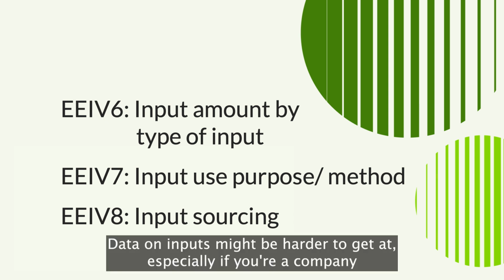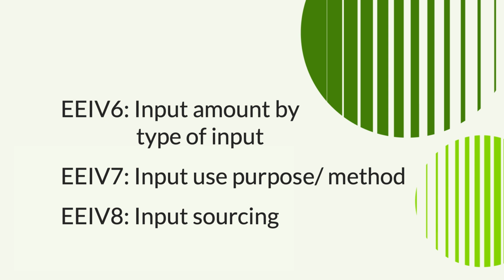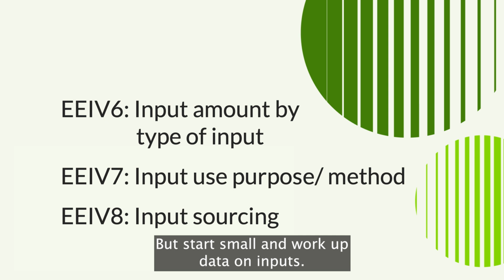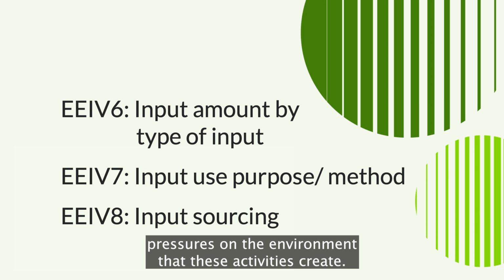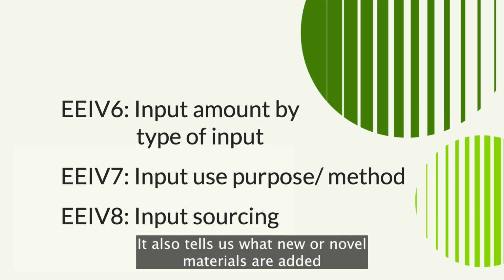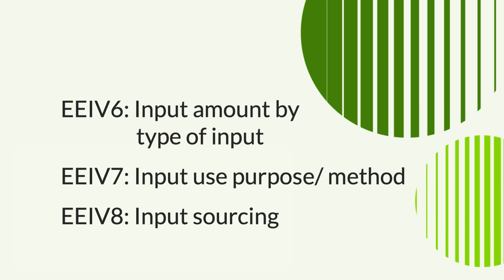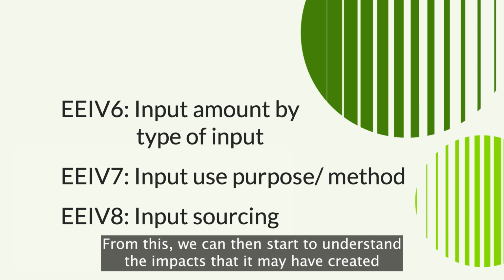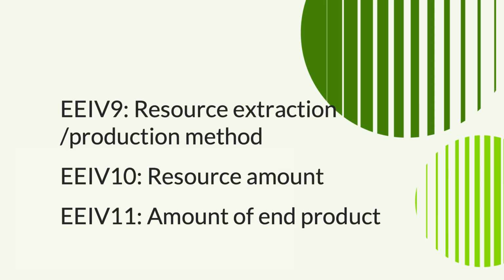Data on inputs might be harder to get at, especially if you're a company with a lot of different inputs from long and diverse supply chains. But start small and work up. Data on inputs tells us about the externalized pressures on the environment that these activities create. It also tells us what new or novel materials are added to this location that weren't there to start with. From this, we can then start to understand the impacts that it may have created on the local environment and what local risks it creates.